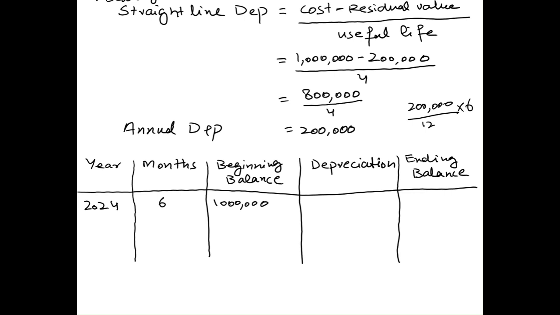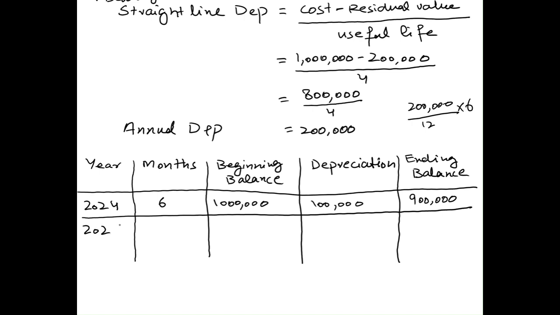This example is simple, so you already know if it's 200K for the whole year, it is going to be half, which is 100K for half a year. You can also do the calculation, but this will come out to be $100,000. And then your ending balance will be the beginning balance minus the depreciation for that year, which will be $900,000. Draw a line here.